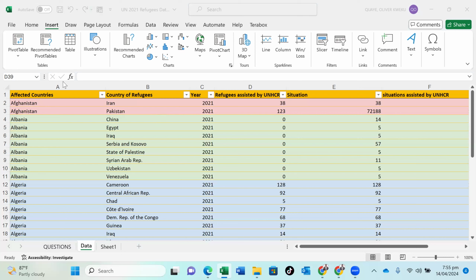Okay. Affected countries were the countries that had the issue, like maybe war in Afghanistan. And some people from Afghanistan were migrated to Iran for shelter. Some people from Afghanistan were taken to Pakistan. Some of the people from Albania were taken to China, whilst others were taken to Egypt and Iraq. Is that okay? Okay. All right.